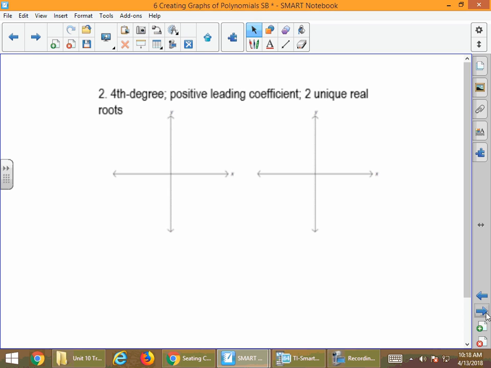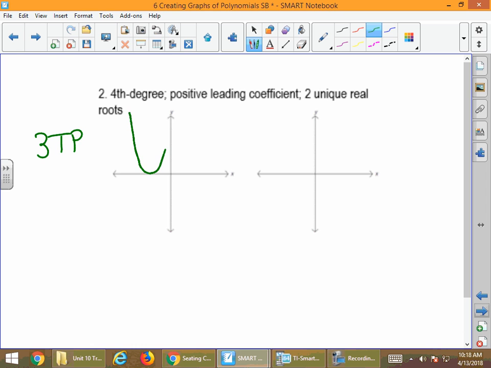Number two, fourth degree polynomial. As we think fourth degree, how many turning points do we have? We have three turning points. I'll do a little bit better with the drawing of my pictures. We have a positive leading coefficient on this one, which means that we're going to finish our picture to the far right going upward towards positive infinity. And then we're going to have two unique real roots. So we could draw something like this.